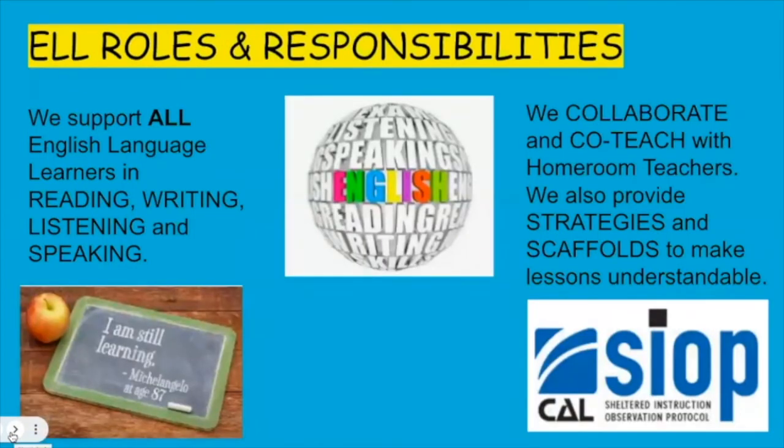Let's talk about the ELL roles and responsibilities. While our role as specialists tends to be very flexible and diverse in some ways, we'll try and hit on some of the main points.